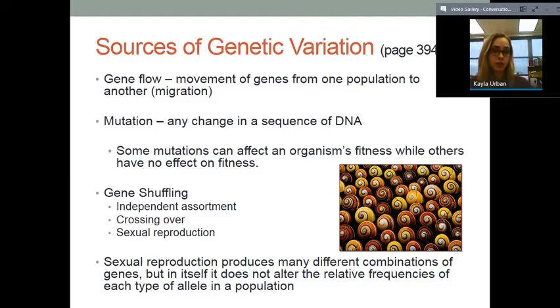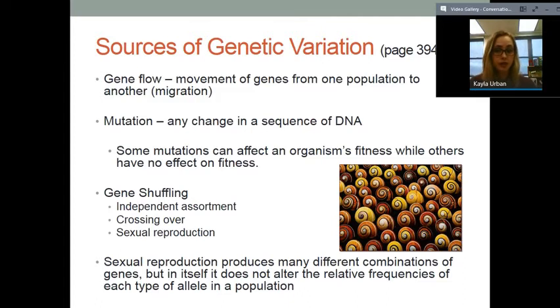Any mutations that we talked about in the DNA unit are changes in the sequence of DNA. Remember, there are point mutations, insertions, deletions, substitutions. There are chromosomal mutations. So any of those can be inherited. Some mutations can affect the organism's fitness, while others have no effect on their fitness or even a detrimental effect. And then the ones that have a detrimental effect are less likely to be passed on from generation to generation.